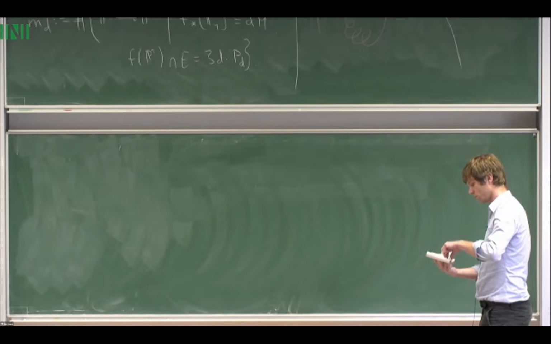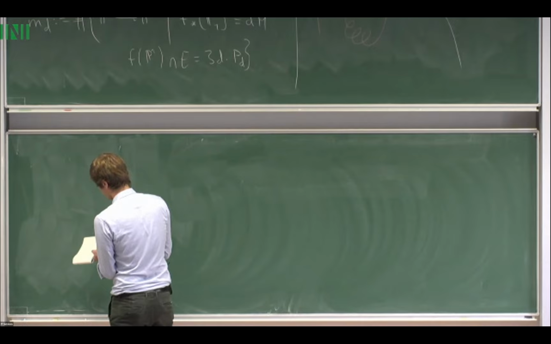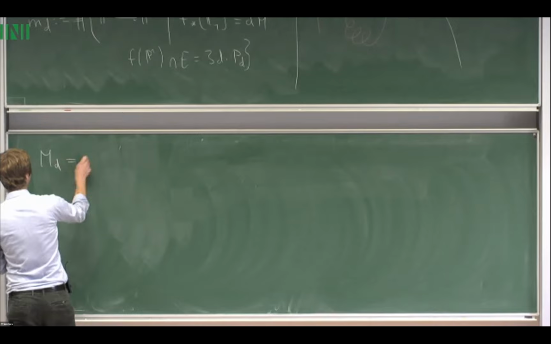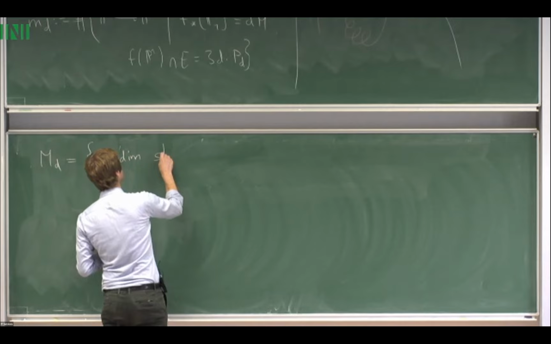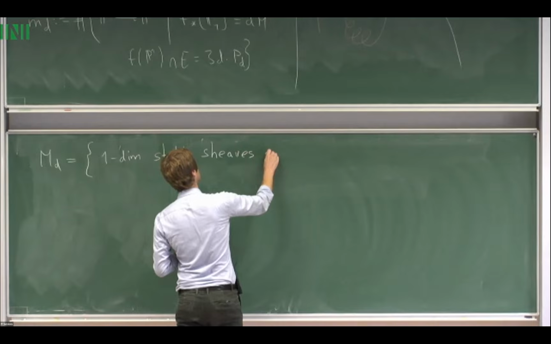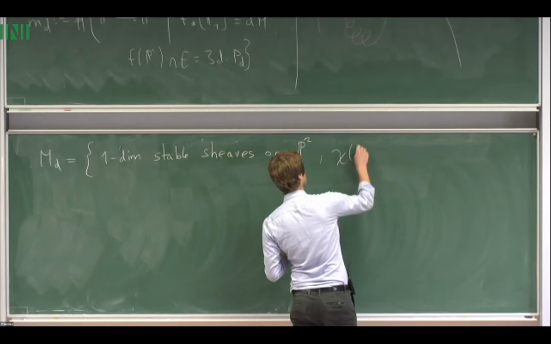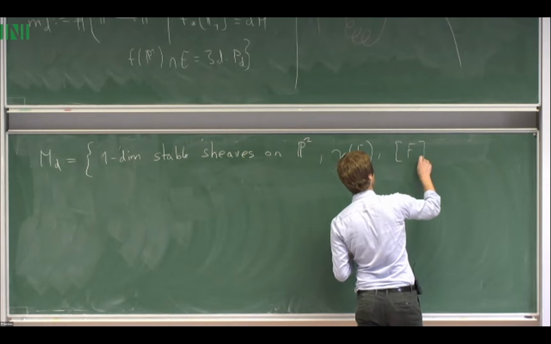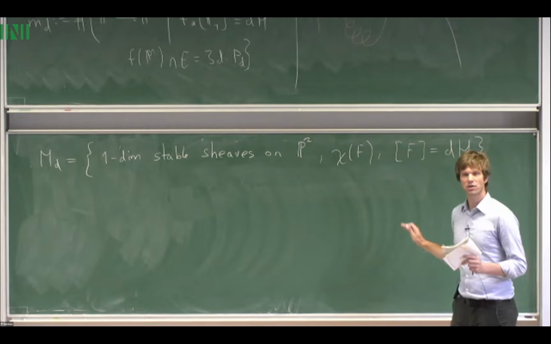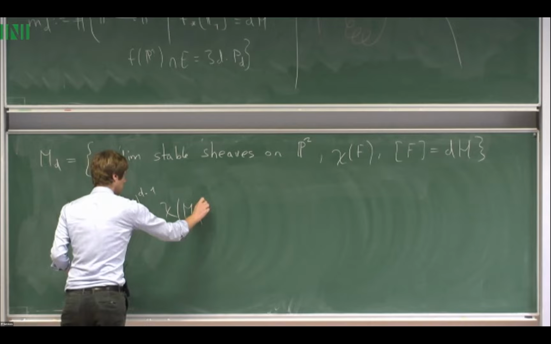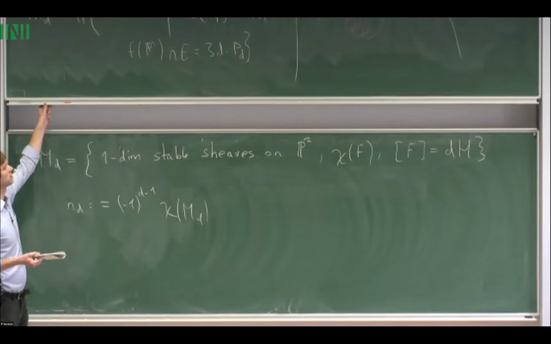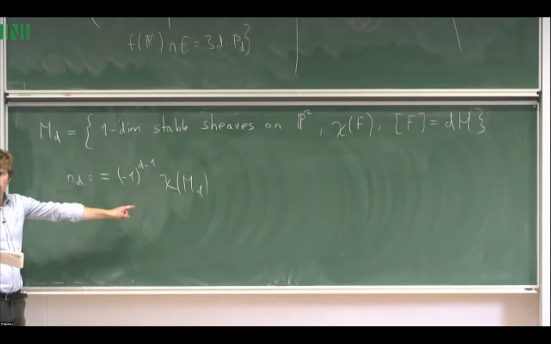Now, let me introduce a moduli space of stable sheaves. So if you're familiar with this story and you think what I'm doing is a bit weird, it's just to be efficient. So let's look at a moduli space of one-dimensional stable sheaves on P2 with Euler characteristic 1 and which is supported on a curve of degree d. Let's define little n_d to be the signed Euler characteristic of that moduli space. So you can already forget about that moduli space. It's just a really efficient way of introducing these numbers. So for every d we have a moduli space, we take their Euler characteristic, we put a sign there.